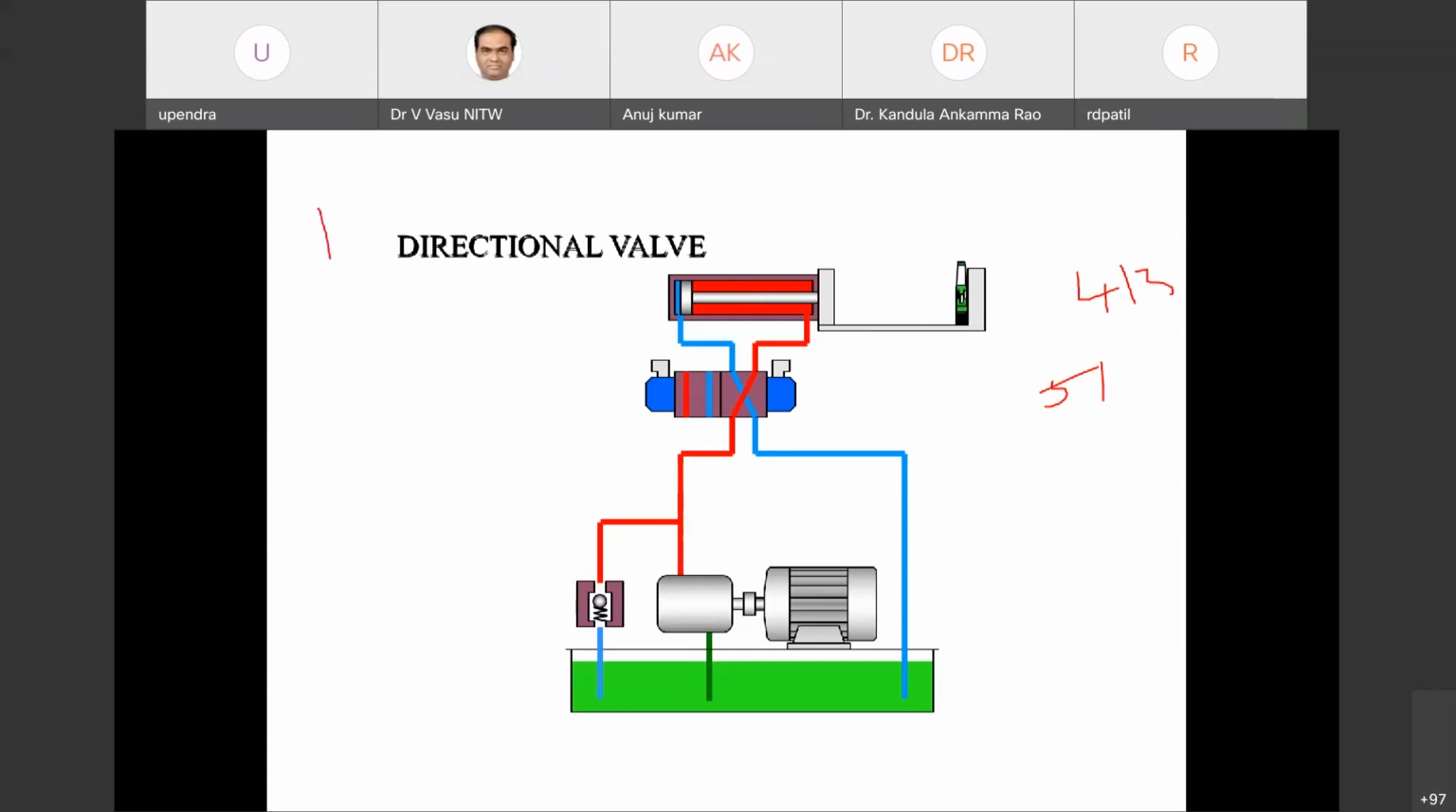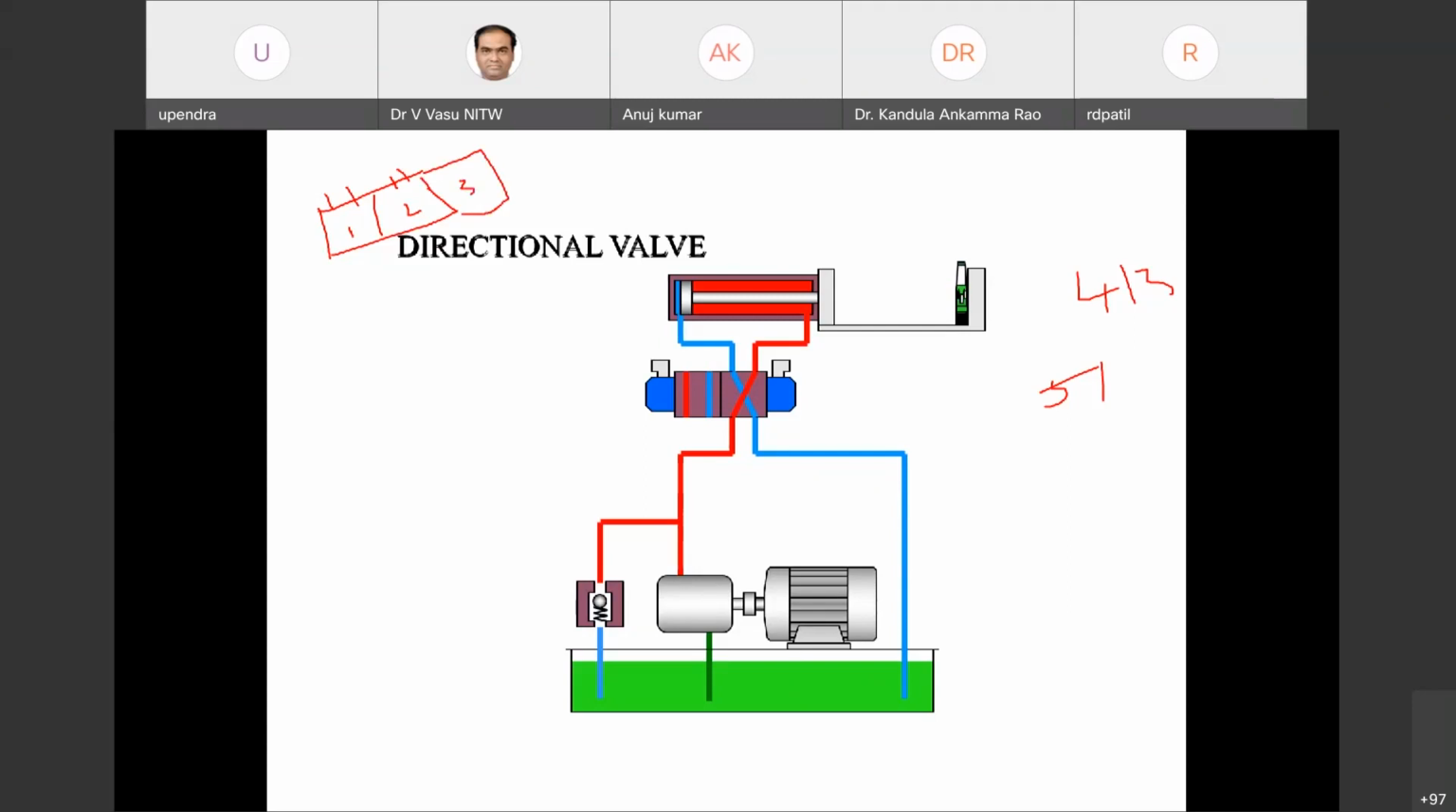Suppose we take this direction control valve with 2 positions: this is position 1 and position 2. How many inputs and outputs there are is indicated by the first number. So if you have a 4, it indicates 4 inputs and outputs, and the 3 indicates that 3 positions are going to be there.